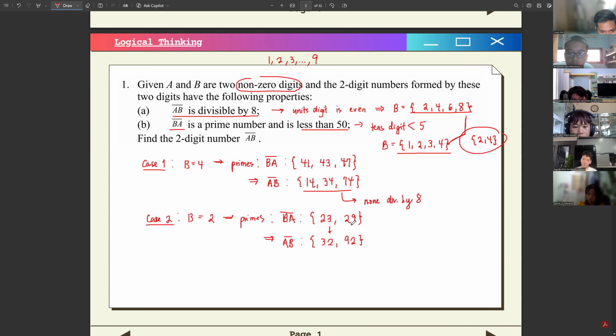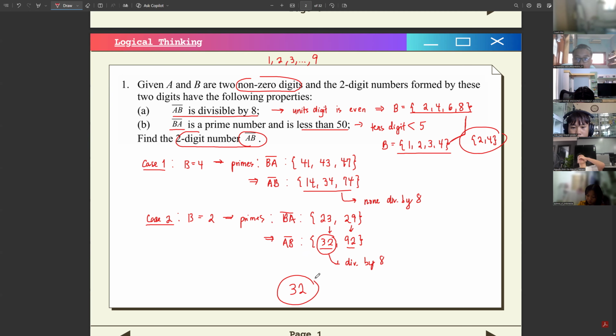We just flip the digits. So which one of these two is divisible by 8? Only this one, right? This is divisible by 8, meaning this is the only number that fits both conditions. So this is our answer, 32. Okay, so the question was to find the two-digit number AB. So AB should be 32. Understood? Okay, so if you have any questions, just message in chat.